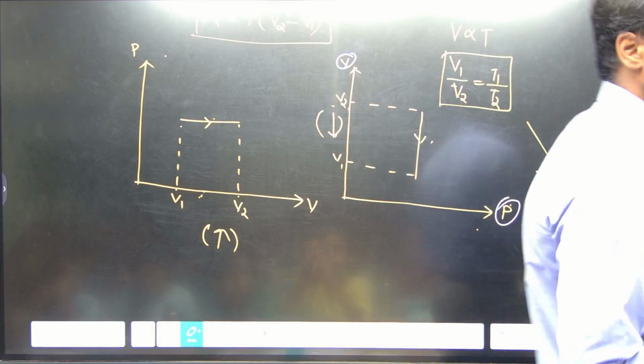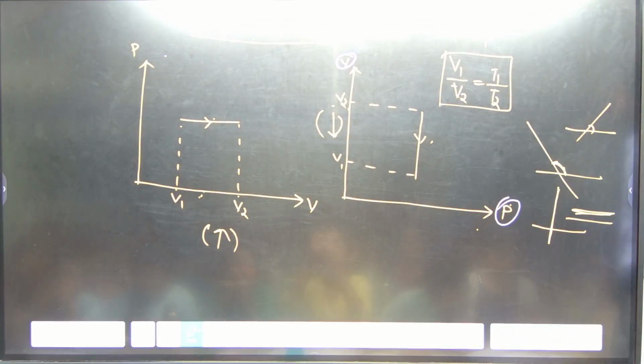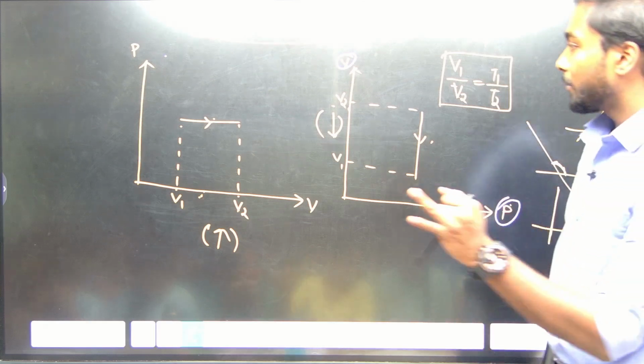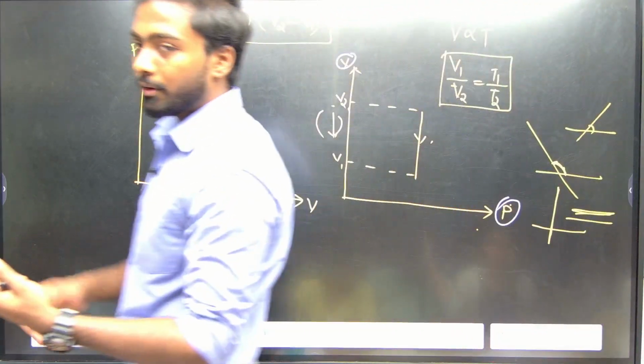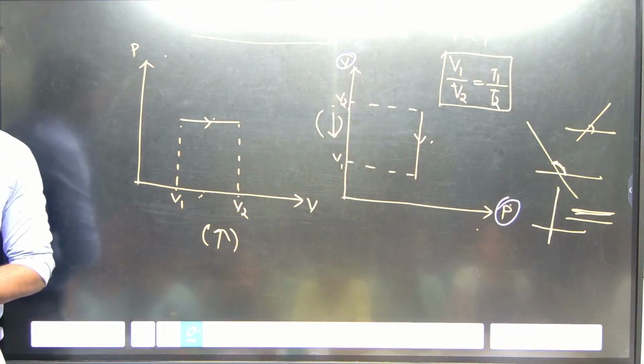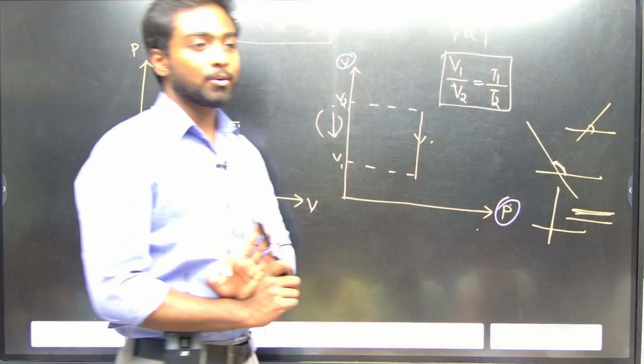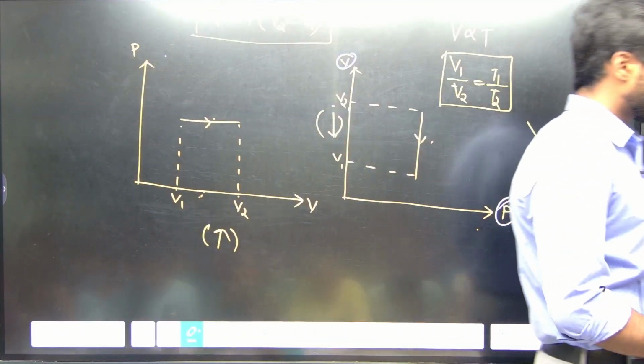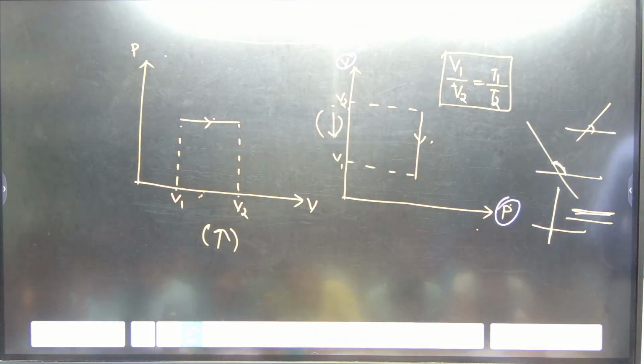Completed? Any doubt in the first process? So we have talked about the work done, we have talked about the first law of thermodynamics, and we have talked about the graphs. Okay. The second one, the isochoric or isometric process.